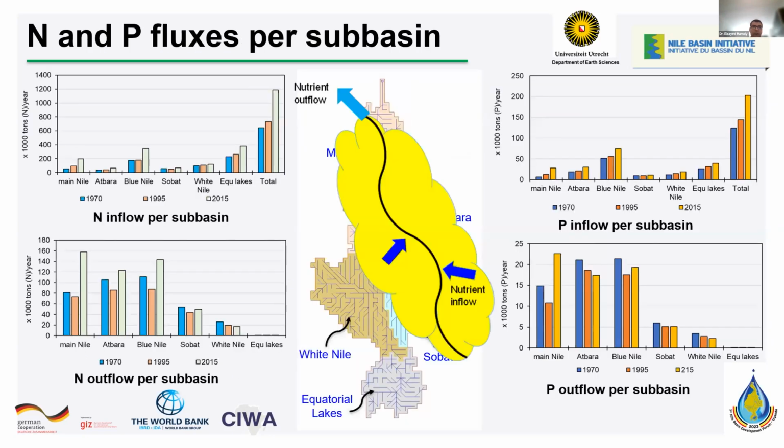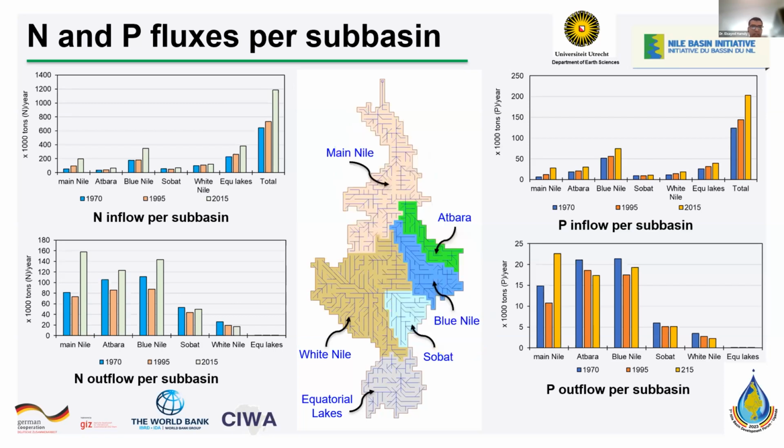So to account for the fluxes, we have a catchment, so we account for the nutrient flows which are coming from different sources, whether it is a point source or diffuse source, and applying that model, accounting for the in-stream processes, we can estimate the nutrient outflow going from the river. So for the Nile system, we subdivided the Nile into sub-basins as shown here in the middle.